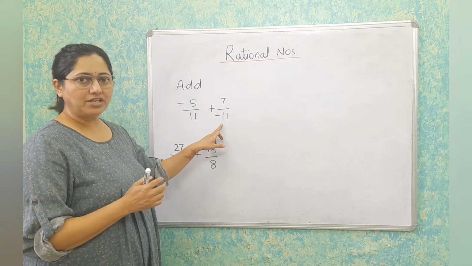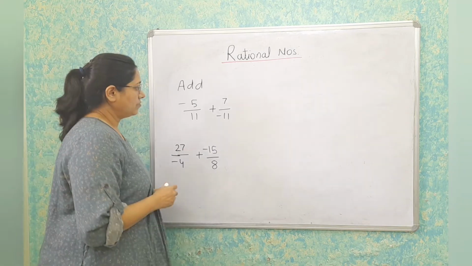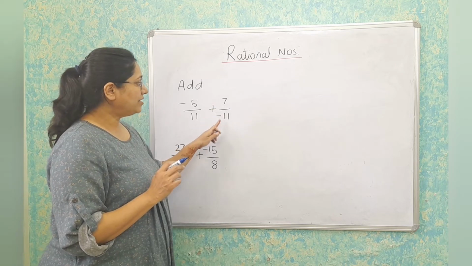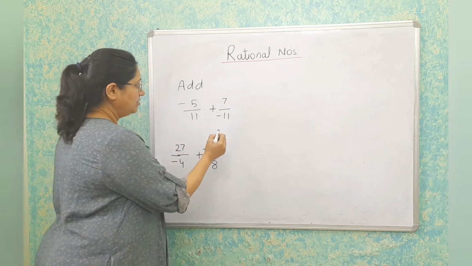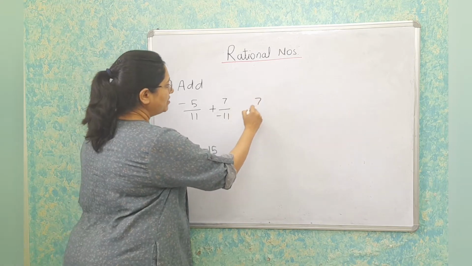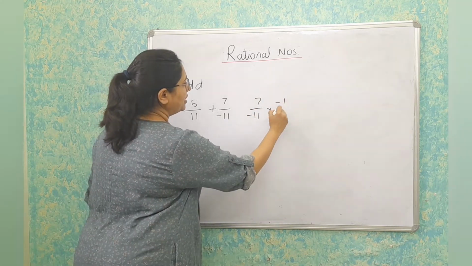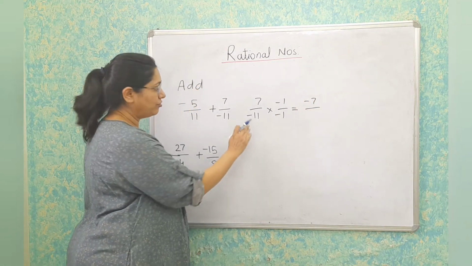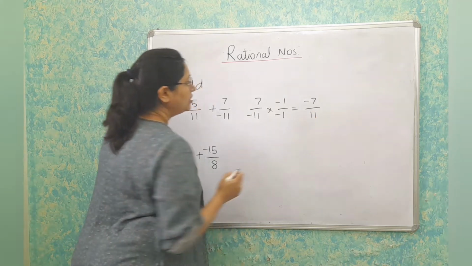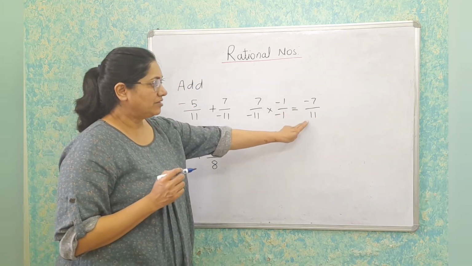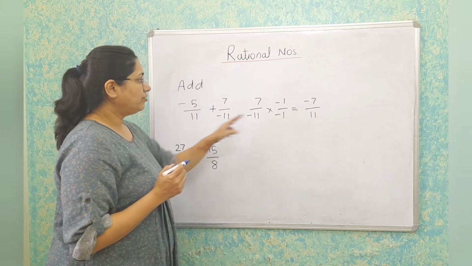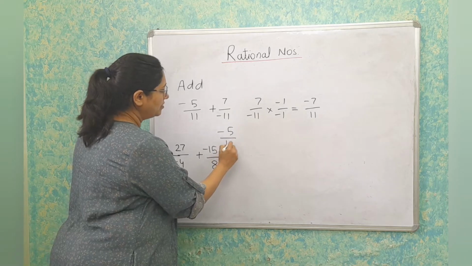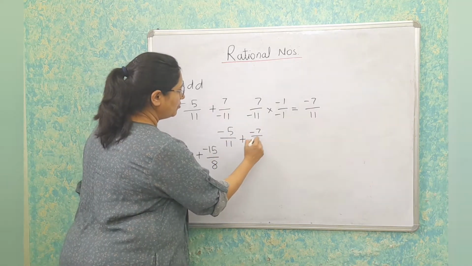So first I will change the denominator of this number. And as you know, whenever we have to change the denominator, we have to multiply the rational number with minus 1. So first I will multiply 7 upon minus 11 with minus 1. So this is minus 7, and multiplication of two negative integers is positive. In this way, this rational number now has a positive denominator. I have to now simply add these two rational numbers. Minus 5 upon 11 plus minus 7 upon 11.